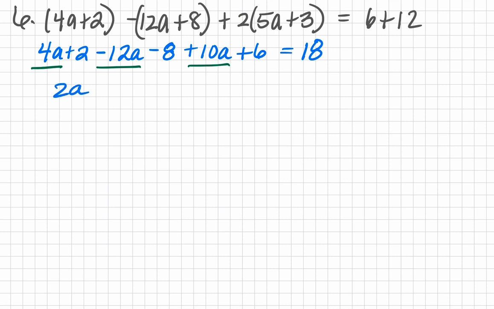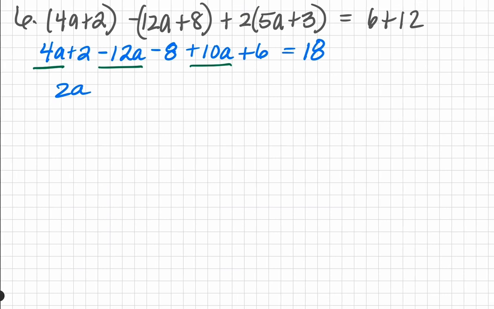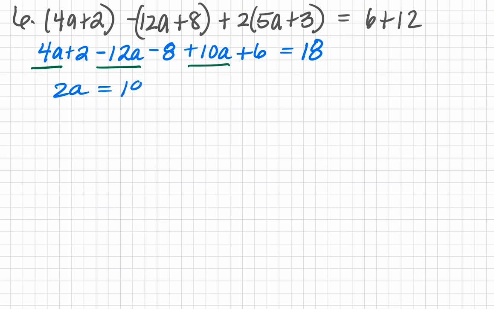And then I have 2 minus 8 is negative 6. But then a plus 6 is 0. So those cancel out. And then I have 18 on the right side. I'm going to divide by 2 to isolate my variable. And then I have a, which is equal to 9.